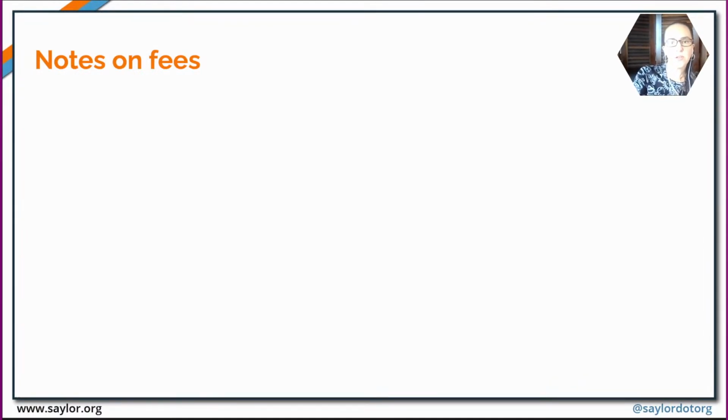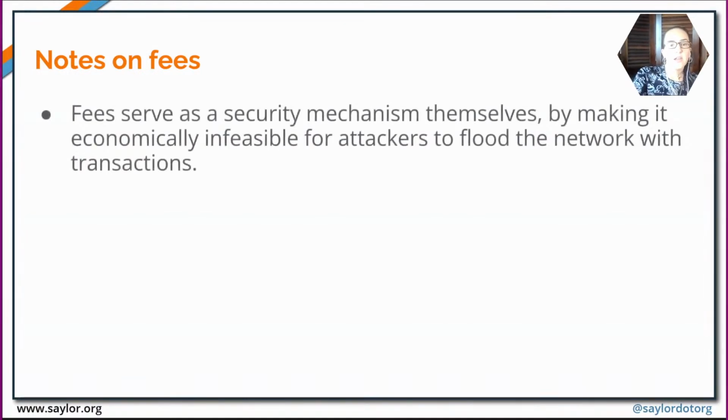All right, a few other notes here on fees. Fees serve as a security mechanism themselves by making it economically infeasible for attackers to flood the network with transactions. So let's think about that for a minute. It's kind of like a spam prevention mechanism. So one potential attack on the Bitcoin network is to just flood it with transactions.